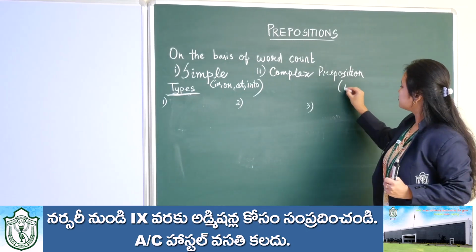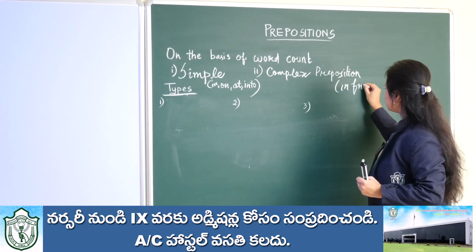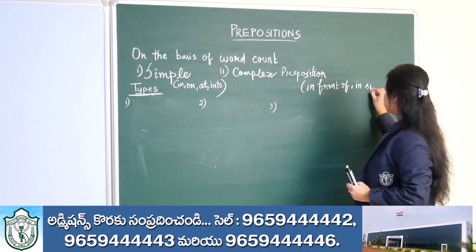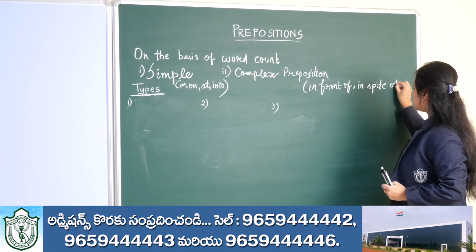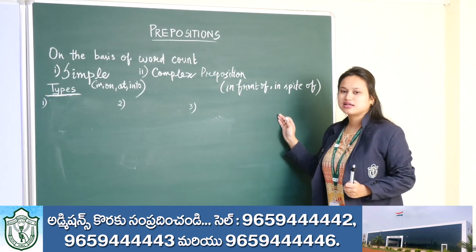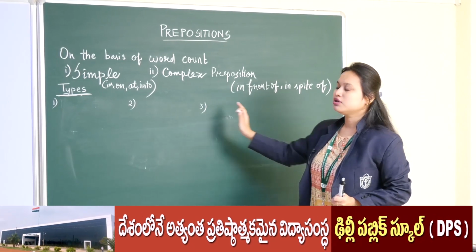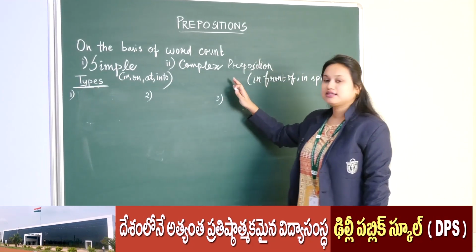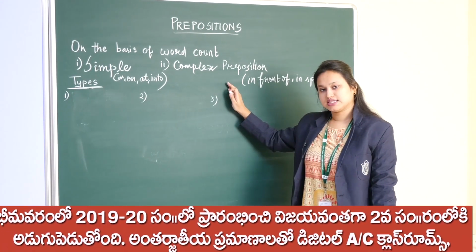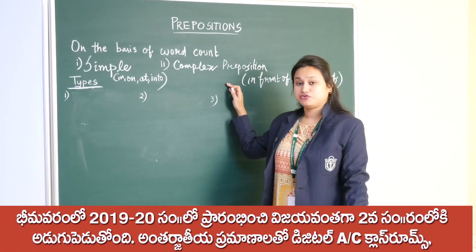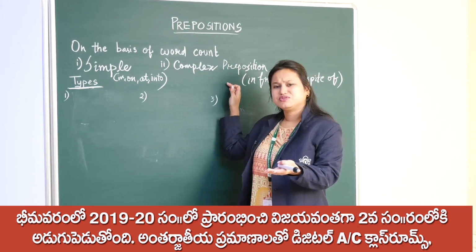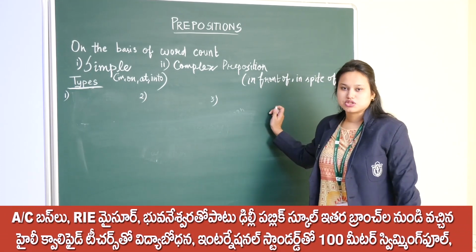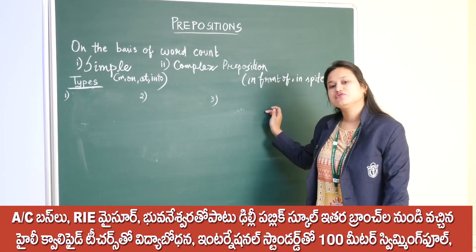Okay, so in front of, in spite of, and many others are there that we will see. So this is clear, I think. Simple means one-word prepositions and complex means more than one word. It could be 2, it could be 3, and it could be 4 as well, but generally we find 3 words in complex prepositions, though it could be 2 as well and 4 as well, right?